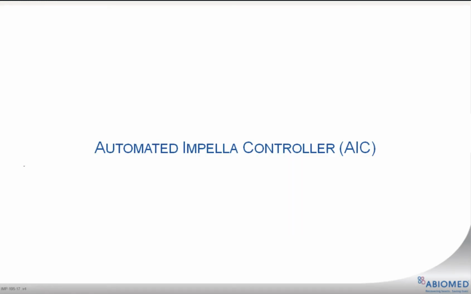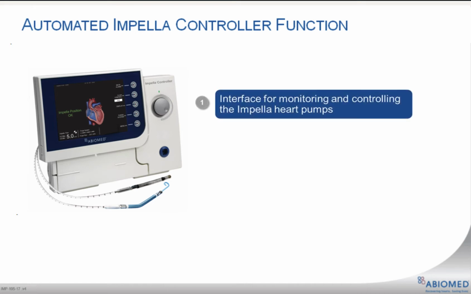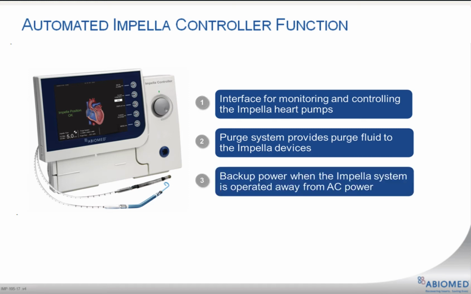Next, let's look at the features and function of the automated Impella controller. The AIC performs three functions that are vital to the operation of the Impella catheters. It provides an interface for monitoring and controlling the function of the Impella heart pumps. It provides purge fluid to the Impella devices. It provides backup power when the Impella system is operated away from AC power.